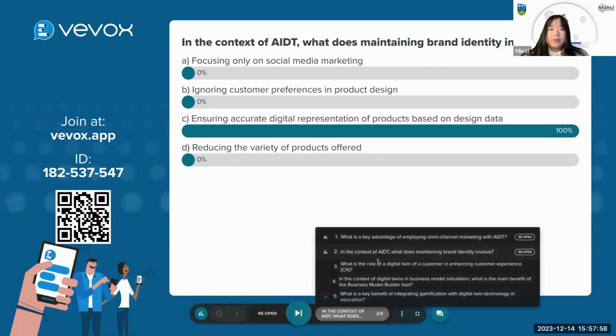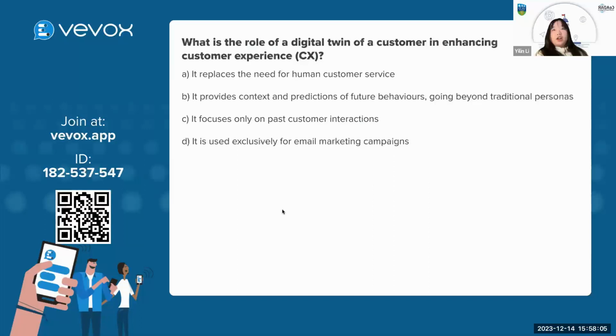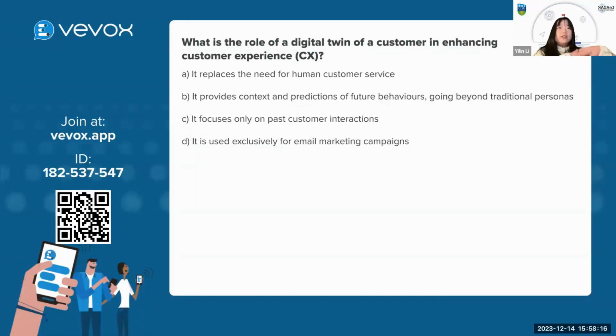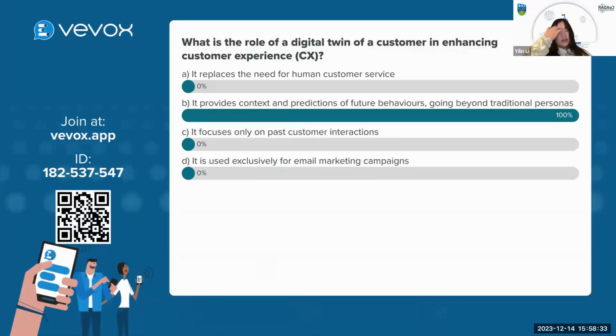Let's jump to the next one. What is the role of a digital twin of a customer in enhancing customer experience? The first, it replaces the need for human customer service. It provides content. Seems like all of you have answered the question. Let's see. Good, good. The digital twin of the customer is dynamic. It's a virtual representation that uses real-time data and interaction to provide a comprehensive view of the customers, unlike the static personas.